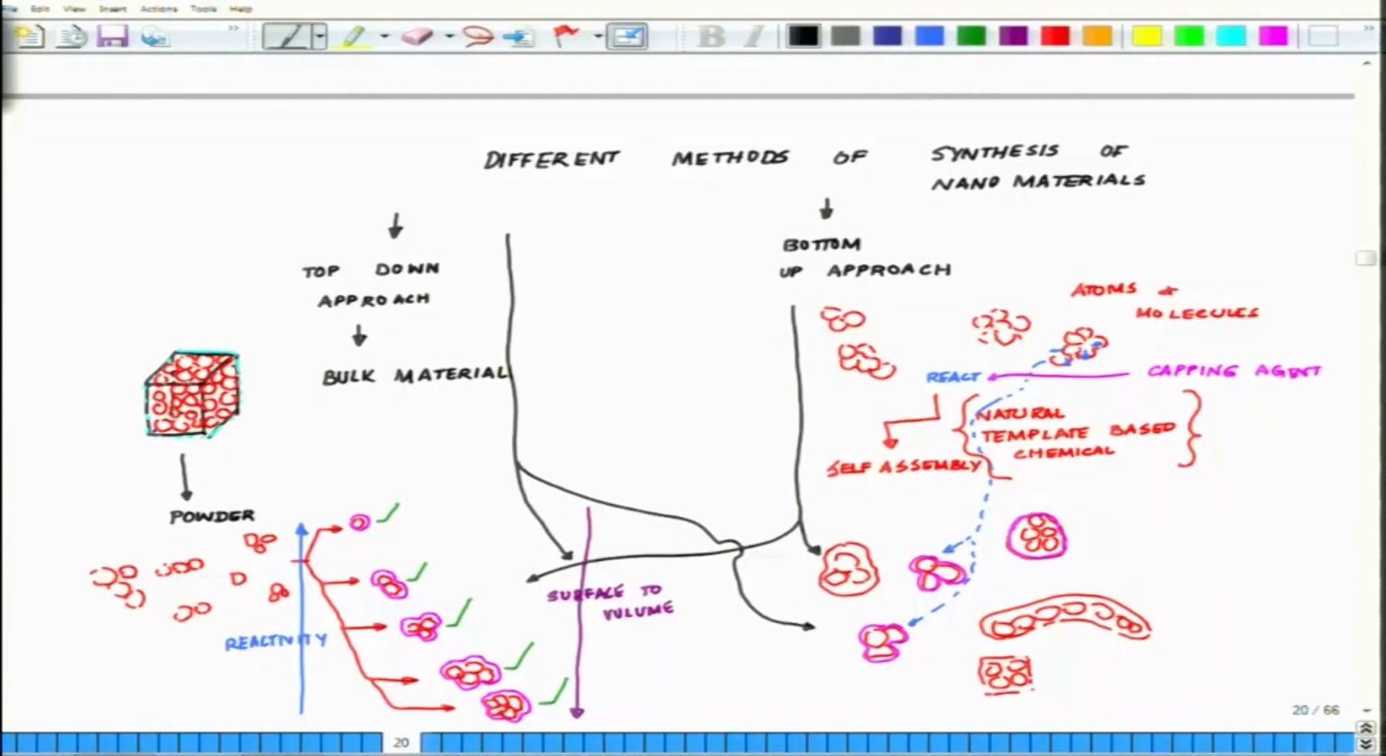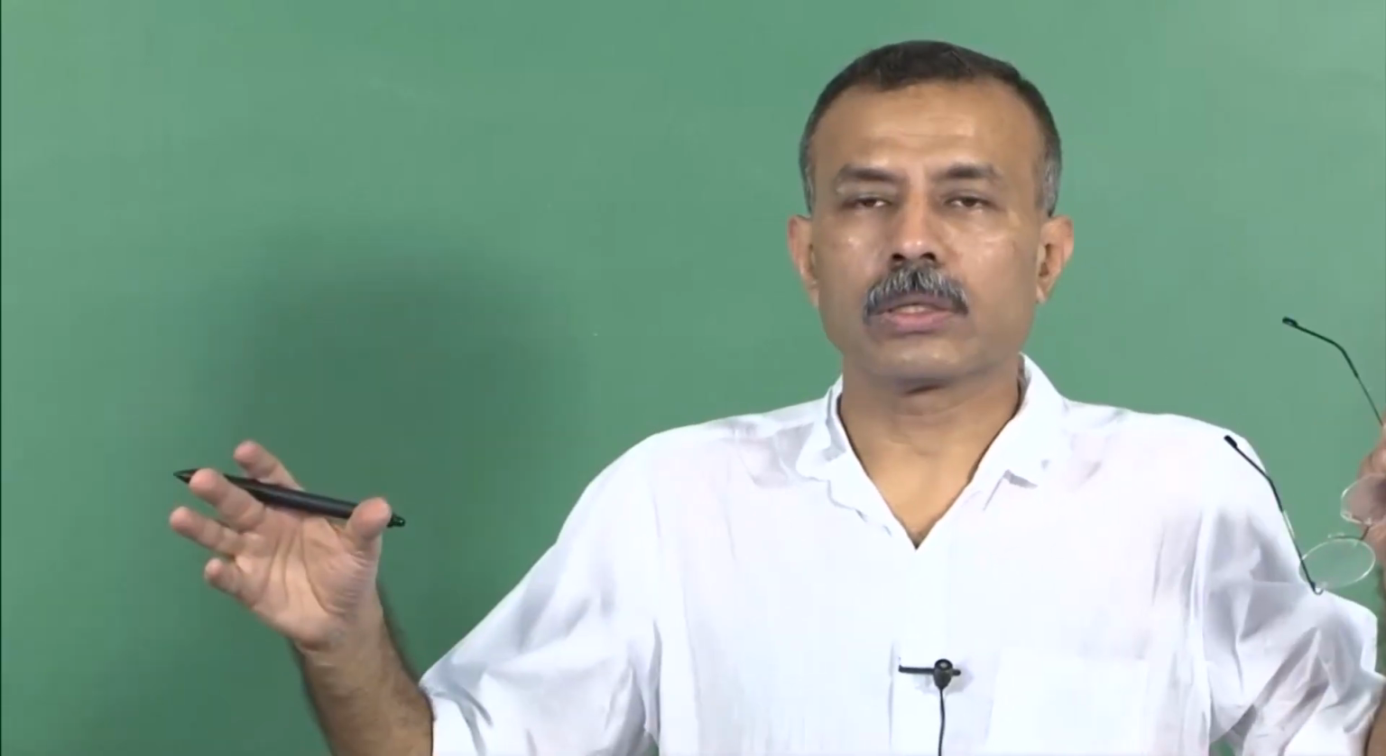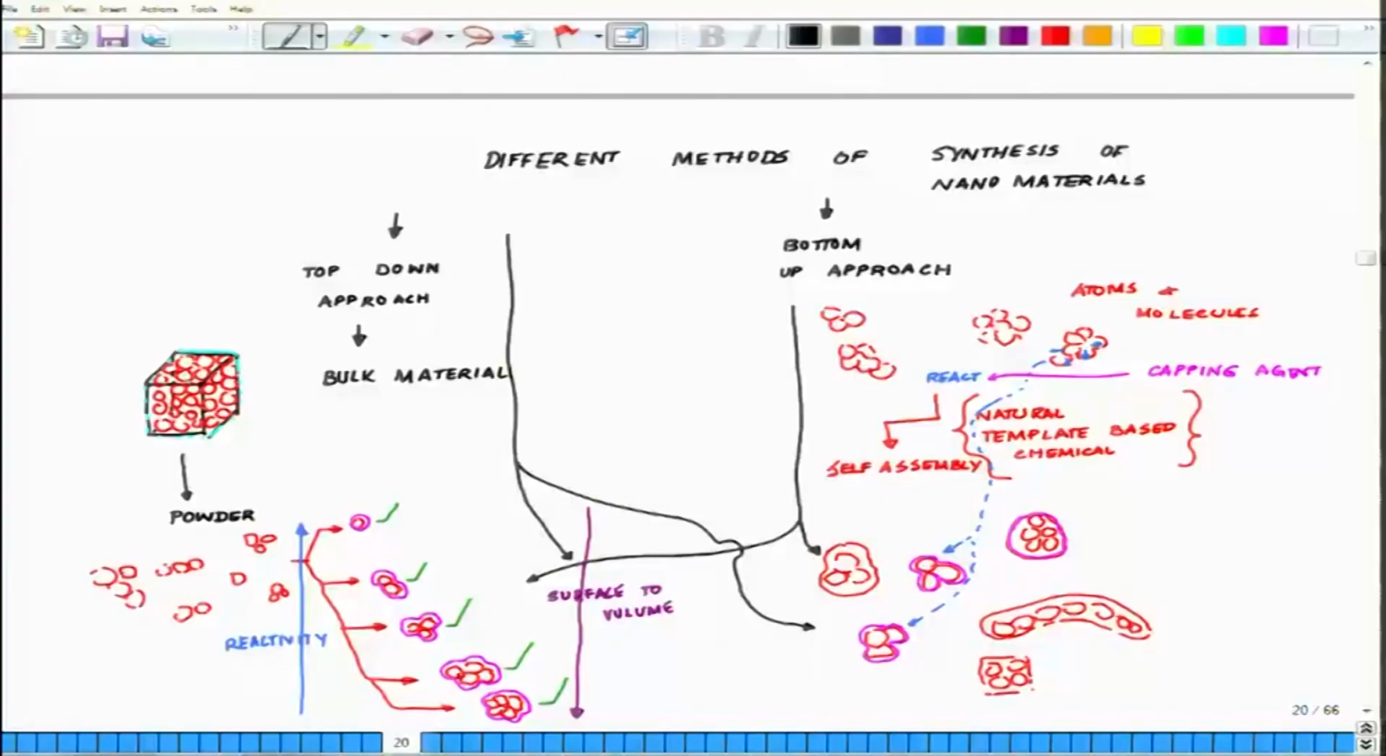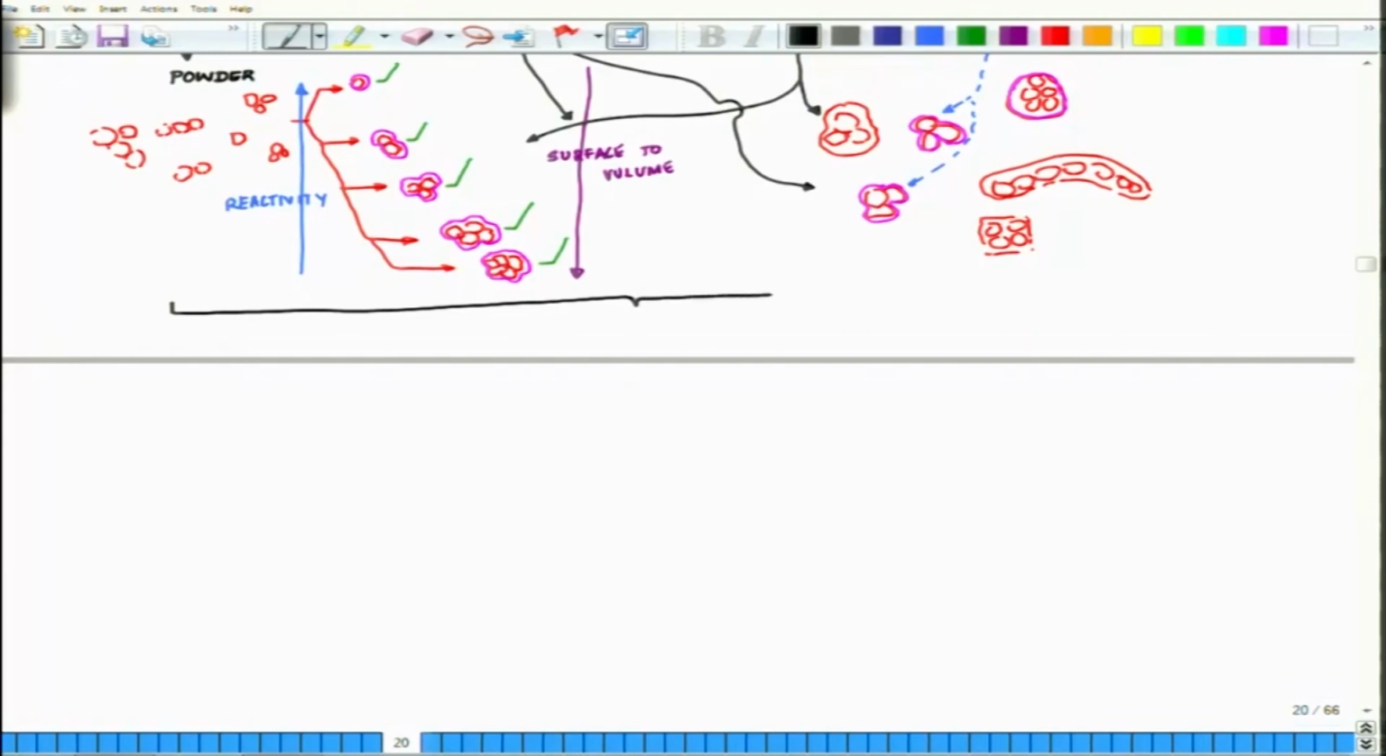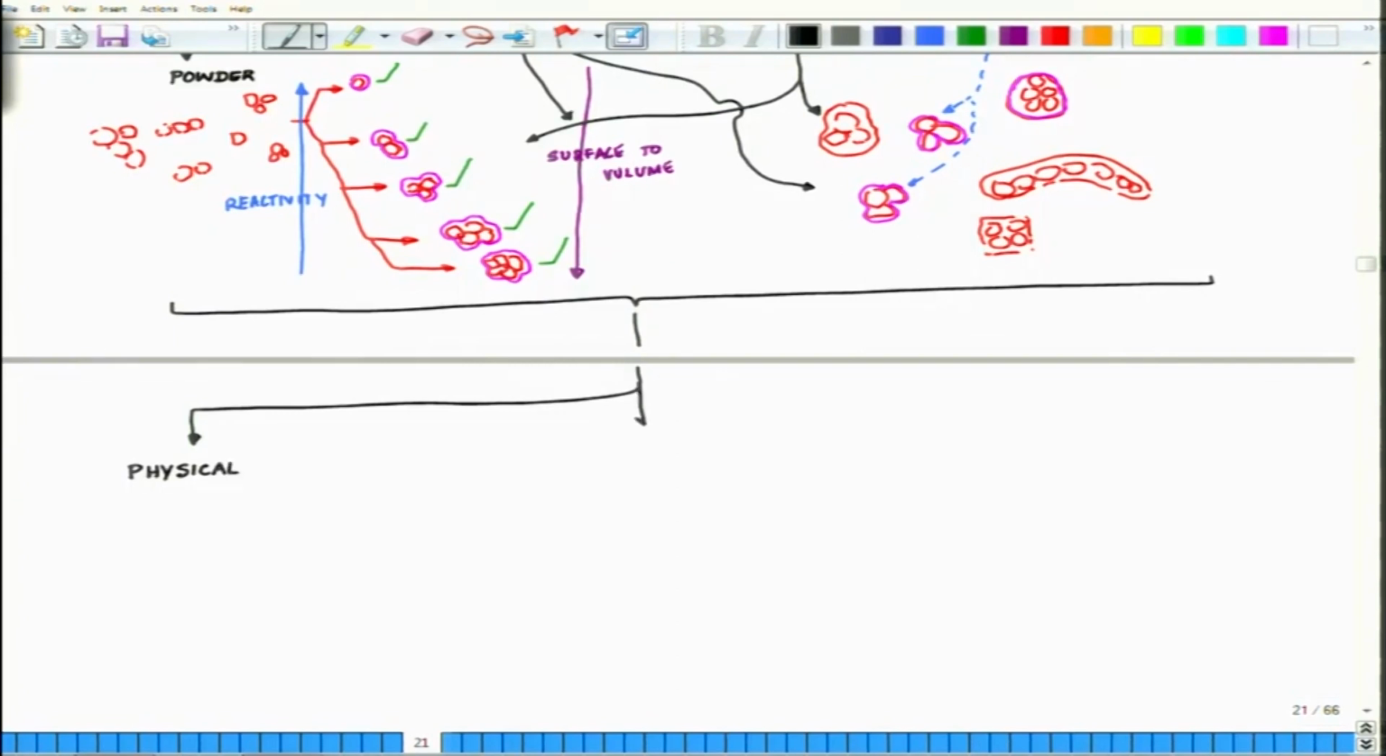So these are the two broad ways, and under these two broad ways, the top down and bottom up approach, what you are having are the broad classification of nanoparticle synthesis, which is your physical methods, chemical methods, and biological methods.